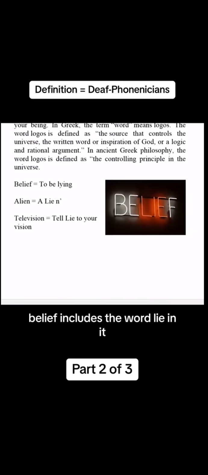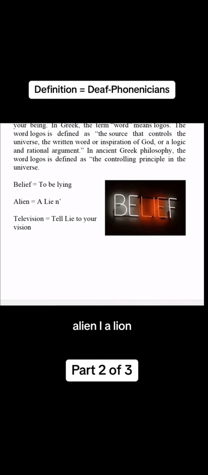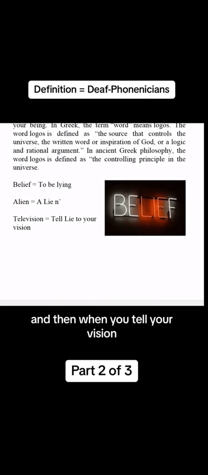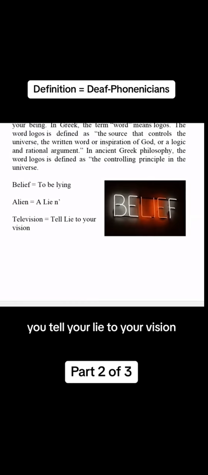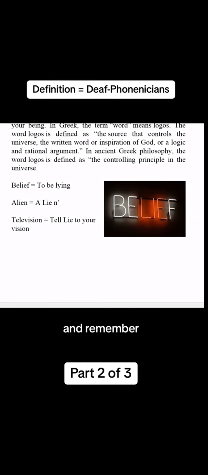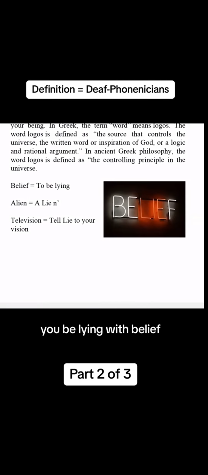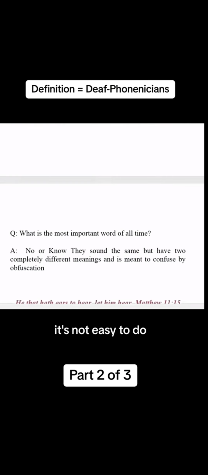Belief includes the word lie in it, in the middle. To be lying with an F. Alien, a lion. They're lying to you folks about the aliens. And then when you tell your vision, you tell your lie to your vision. Turn off your television and tell your vision, folks. And remember, when you say the word belief, you will be lying. You be lying with belief. Try not using the word belief. It's not easy to do.